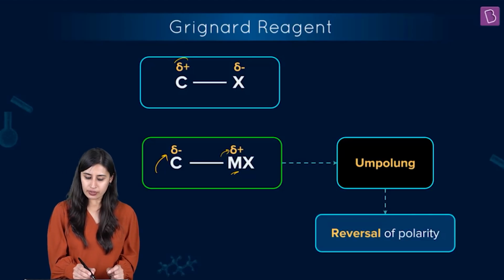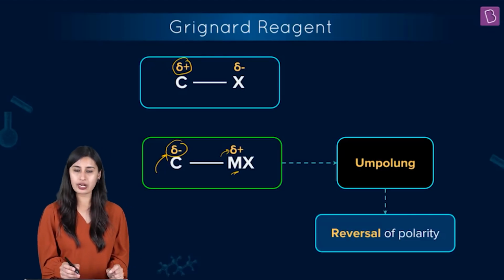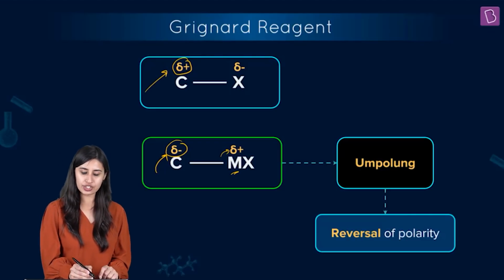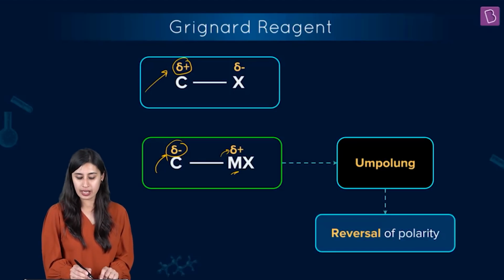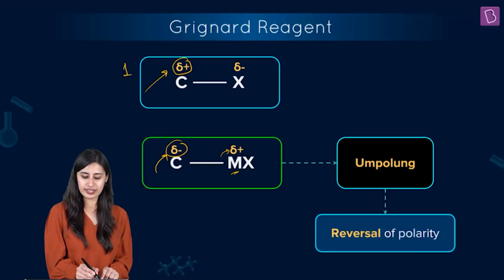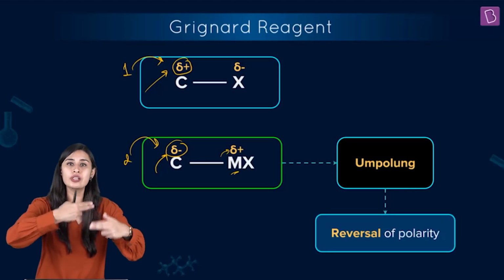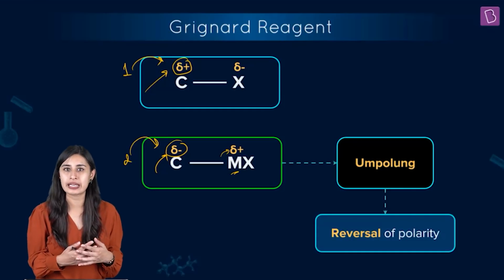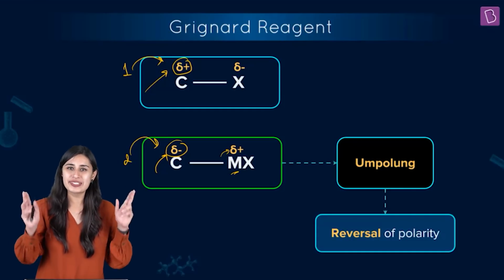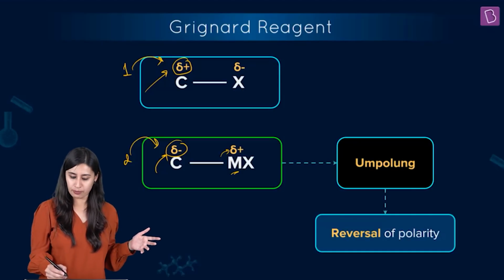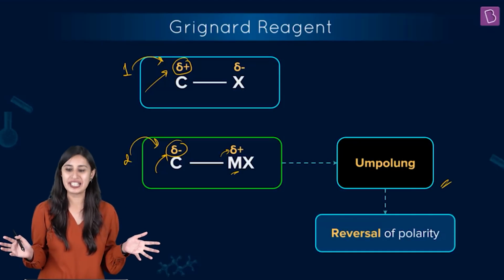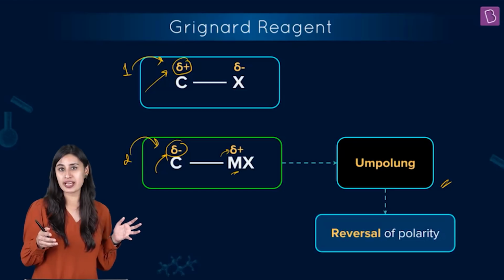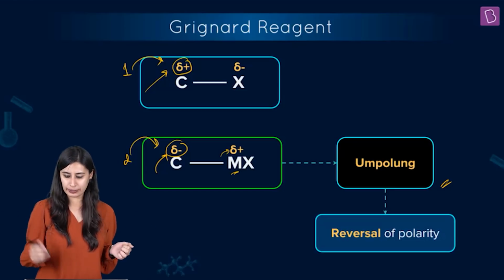So, if we observe the delta charges that have come over carbon, carbon in the first one is delta plus, carbon in the second one is delta minus. There is reversal of polarity. Just this reversal is happening. And this is what we simply write as umpolung, which means reversal of polarity, right? So this is what makes organometallic compounds very special.